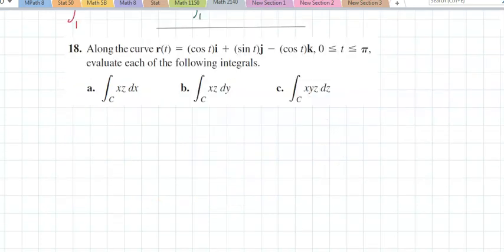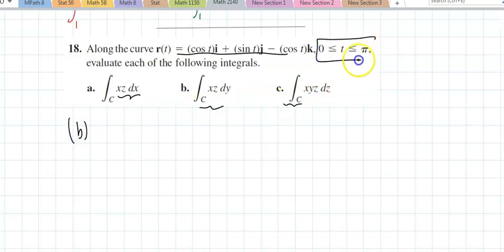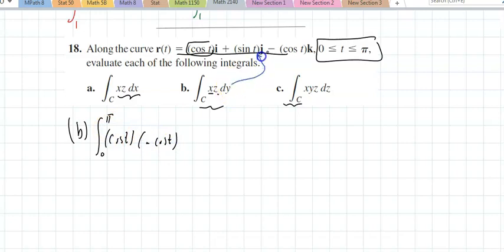And if I look at the last problem, they give me r of t, right? So here they kind of multiplied those for me. I'll mention that when we get there. Part B, I keep on saying that. I'm going to integrate from 0 to pi. And x, z, well, x is right there. Z component is right there. And when they say dy, do you know what they're talking about? They're talking about the derivative of that, which is the cosine of t dt.